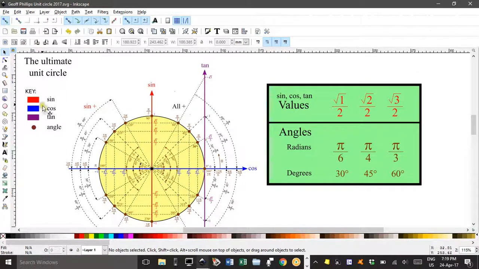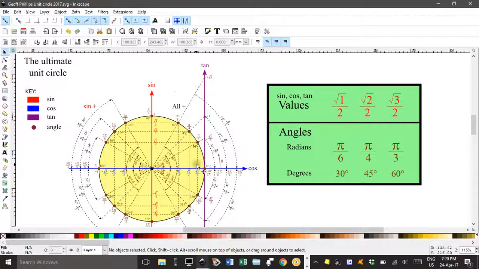I've got a colour code here: red for sine, which is the vertical axis, blue for cos, horizontal axis, purple for tan, which is a line tangent parallel to the y-axis, the side here, going through 1 comma naught. And angles, I've got a colour code there in brown, usually the ones around the outside.